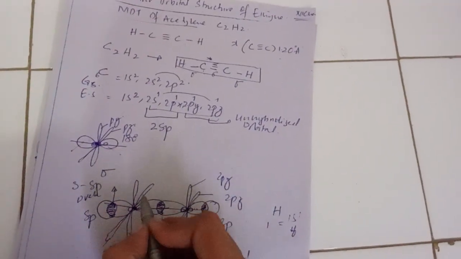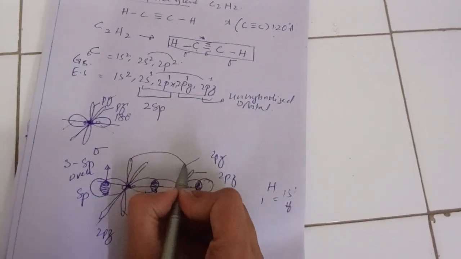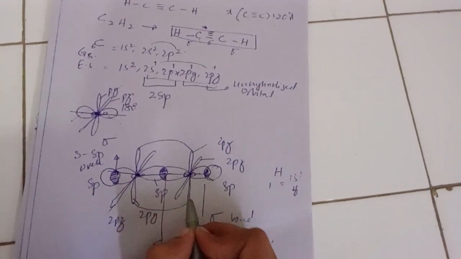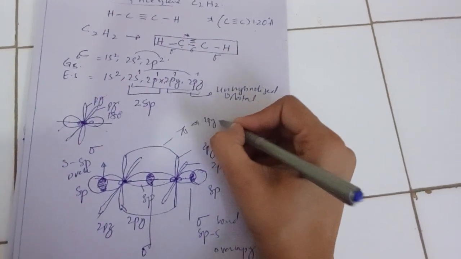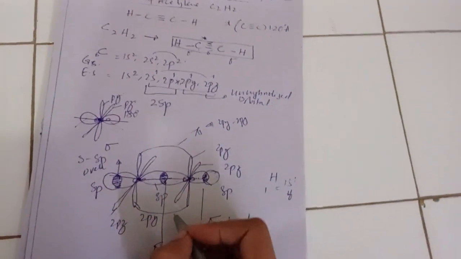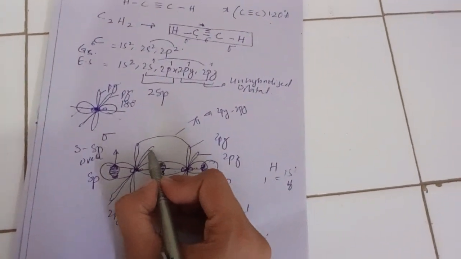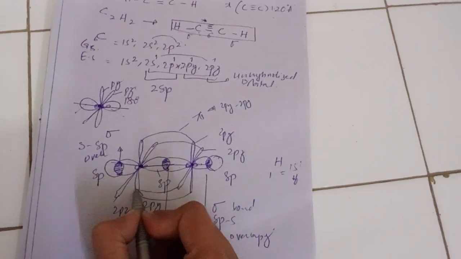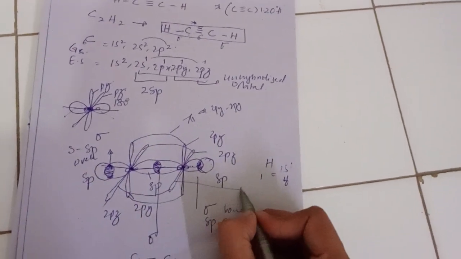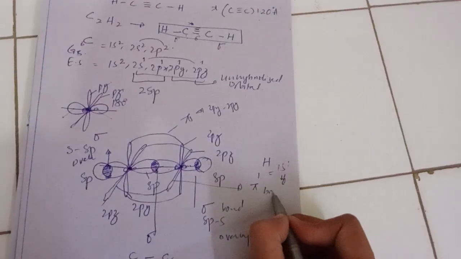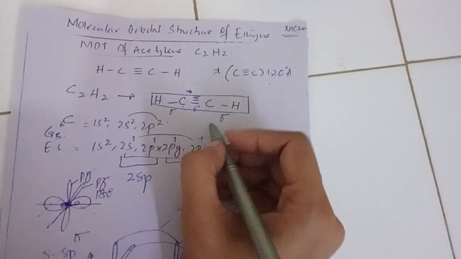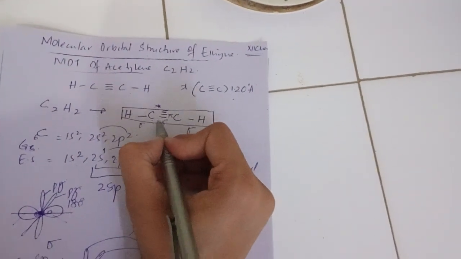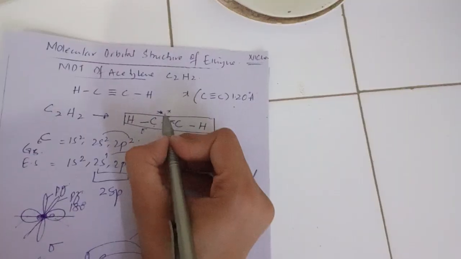Now the 2py unhybridized orbital will overlap above the plane and below the plane with that of the other carbon, making the first pi bond, and the name of the overlapping will be 2py overlapping. Now the unhybridized 2pz orbital will overlap parallelly or sideways with the other carbon, making the second pi bond, and the name of the overlapping will be 2pz overlapping. So the first pi bond in acetylene is due to the overlapping of 2py, and another pi bond is due to the overlapping of 2pz.